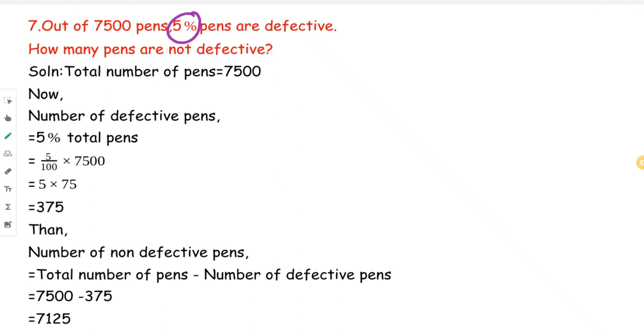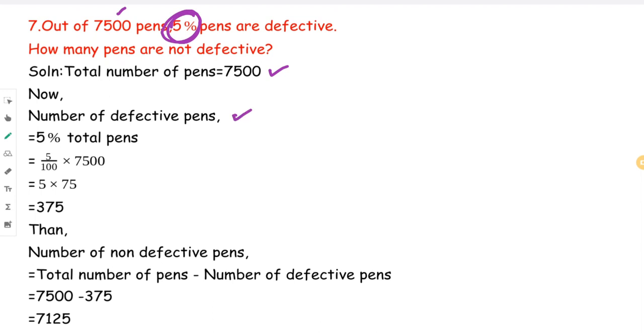So we'll first find out this 5% equals how many pens, and then we'll subtract it from the total number of pens to get the number of pens that are not defective. Okay, so the total number of pens is this much. So like I said, let's find the number of defective pens, which is 5% of the total pens.